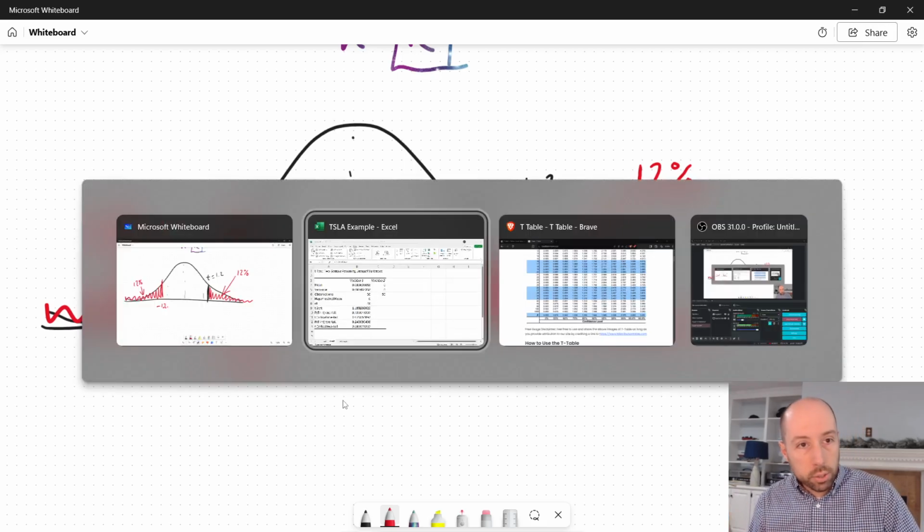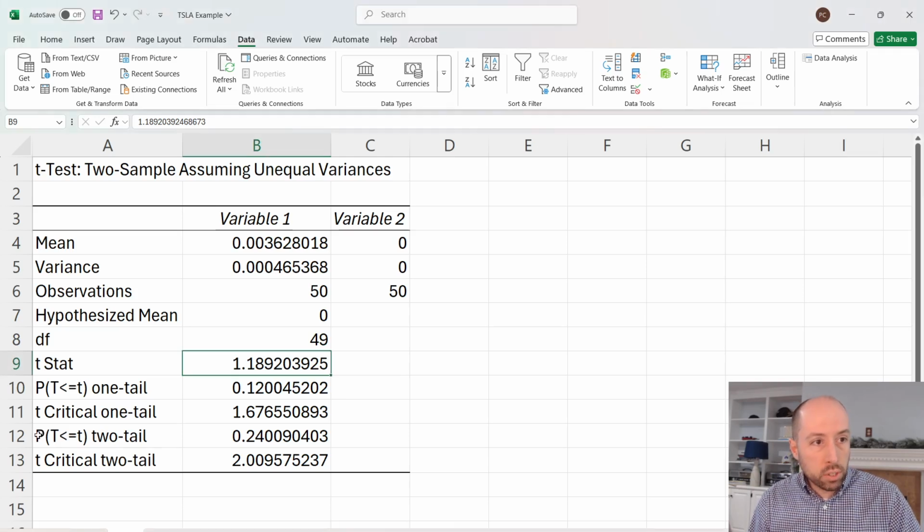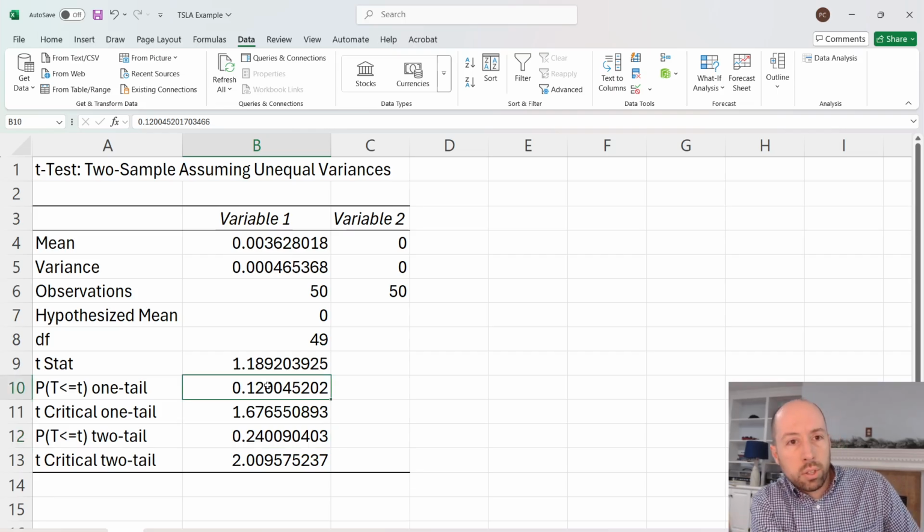In the two-sided sense, I've got basically a 1 out of 4 chance of seeing a t-statistic this large if the null hypothesis is true, and I've got basically a 1 out of 8 chance of seeing a t-statistic this large in the one-sided test if the null hypothesis was true. So I failed to reject these null hypotheses.